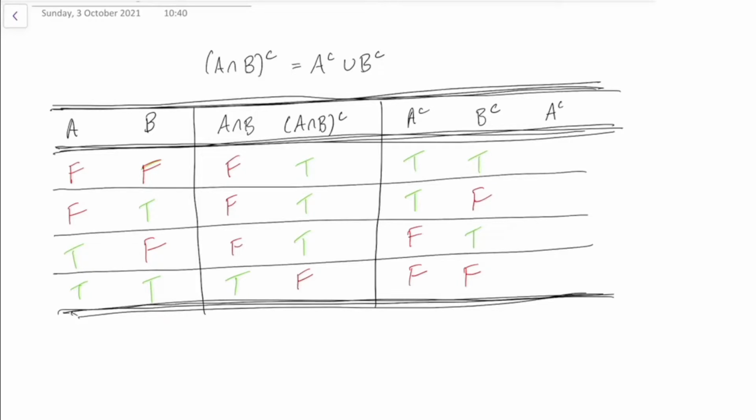I can put them together to get A complement union B complement. So this is true whenever at least one of the previous two columns is true. So they're both true there. The A complement is true there. The B complement is true there, but neither of them are true in the bottom one. So here we've done the column for A and B complement, and we've done the column A complement or B complement, and we see that those columns are the same, right? They both go true, true, true, false. And thus those two events are indeed the same.